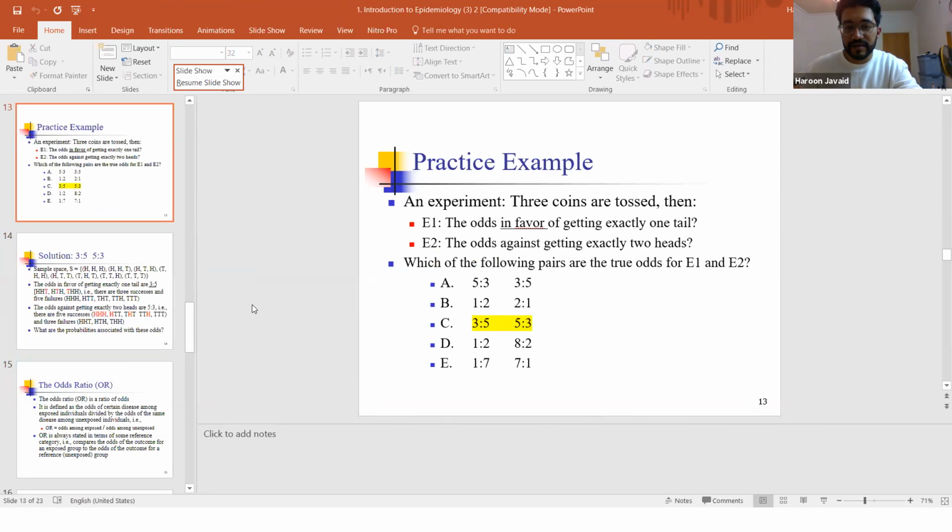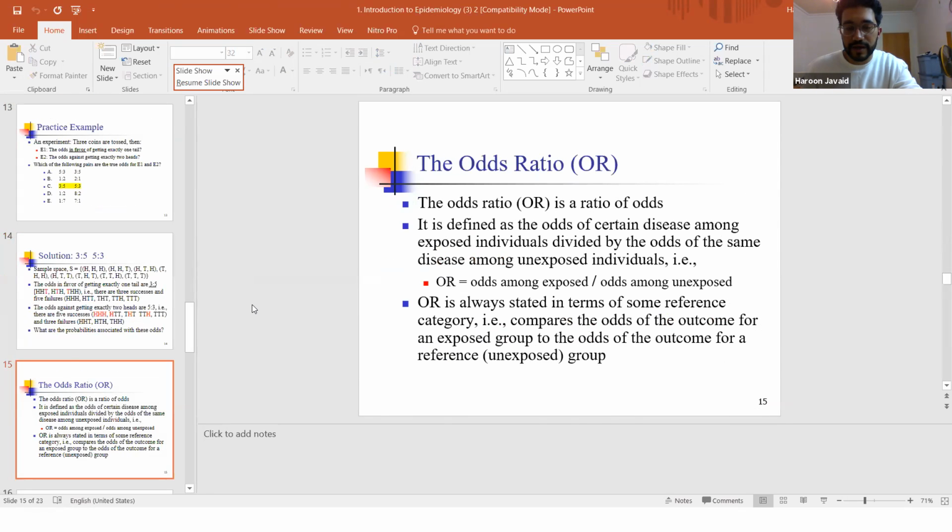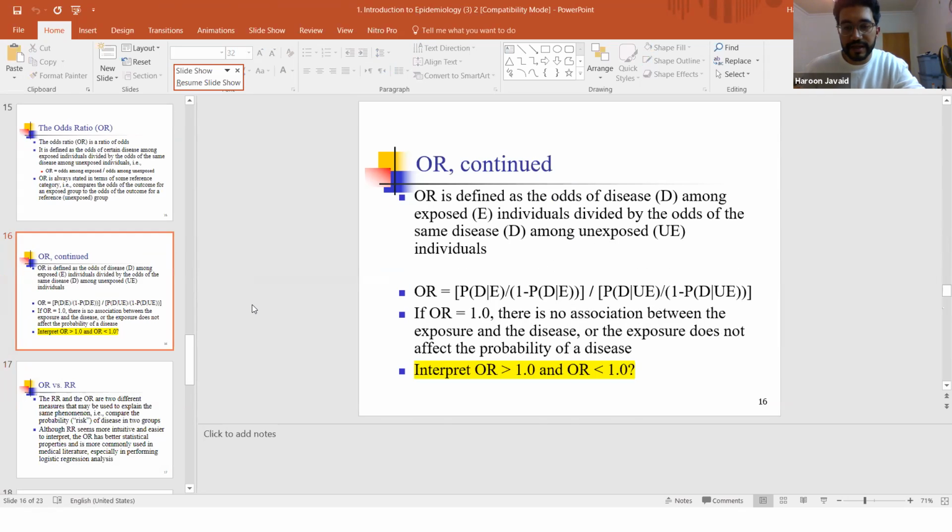So this example is one that commonly recurs. If the odds of something happening, or the odds ratio or the relative risk, is 1, that means it's equally likely to happen in both circumstances. If it's greater than 1, that means that our exposure makes the chances of developing a disease, or a positive outcome, more likely.